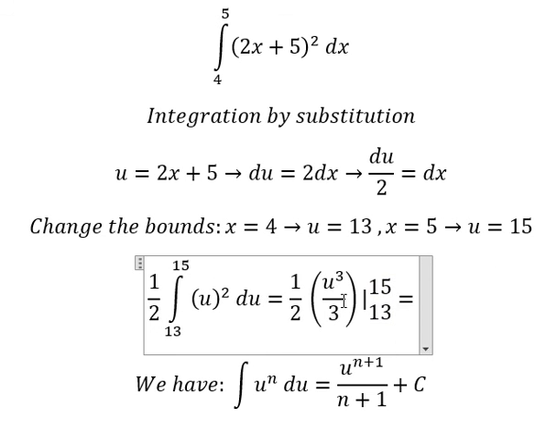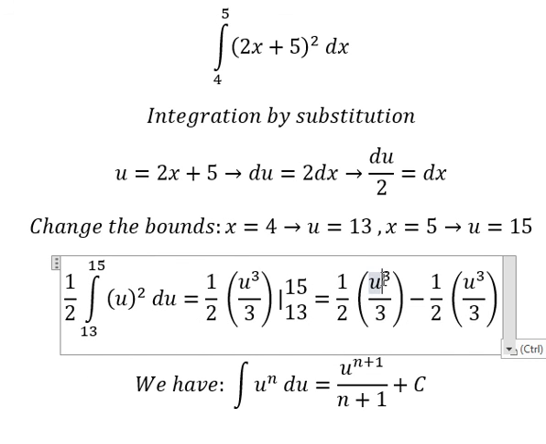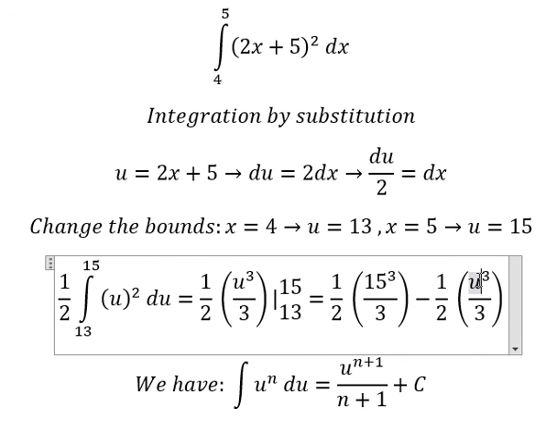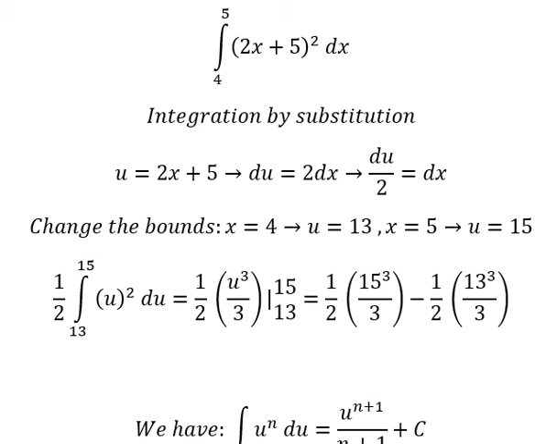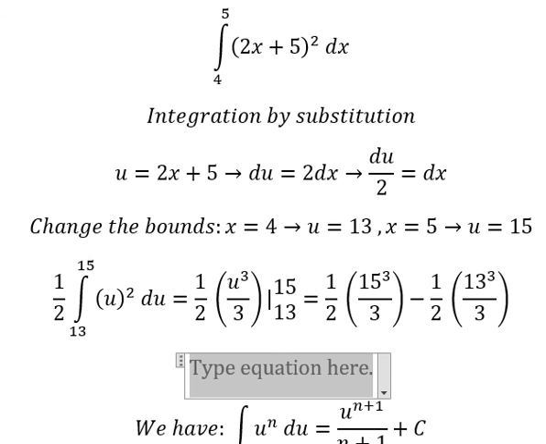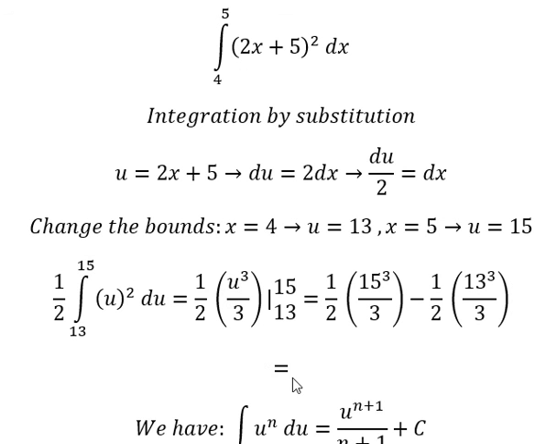And now we have the final answer. We calculate this one and we have 589 over 3.